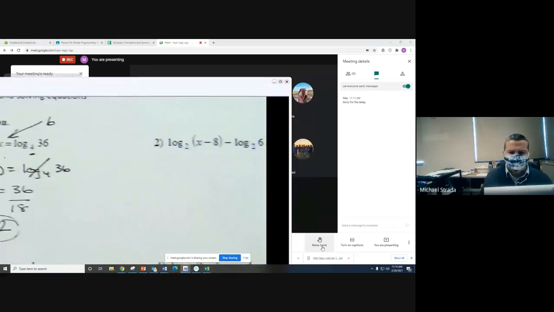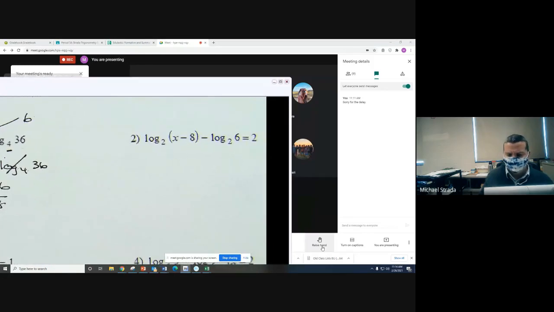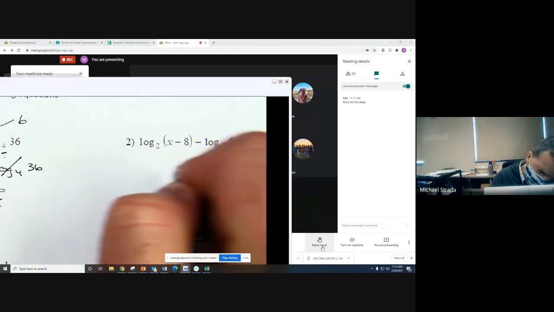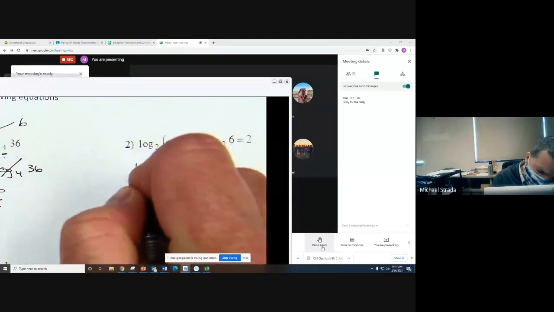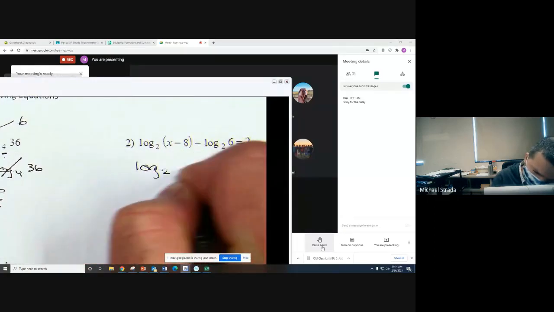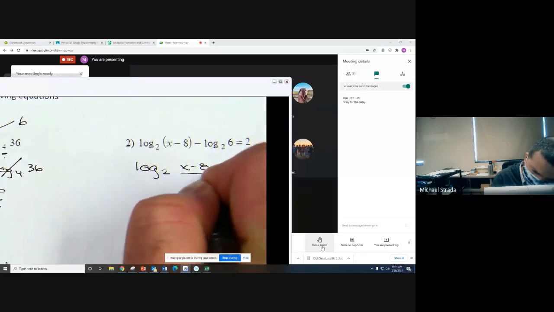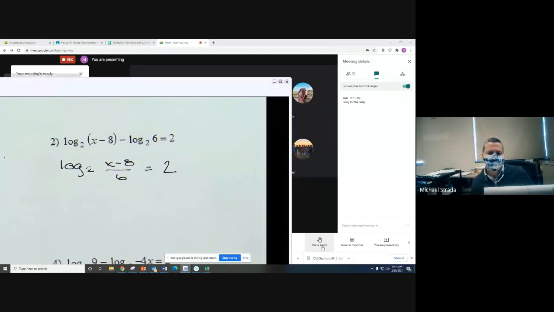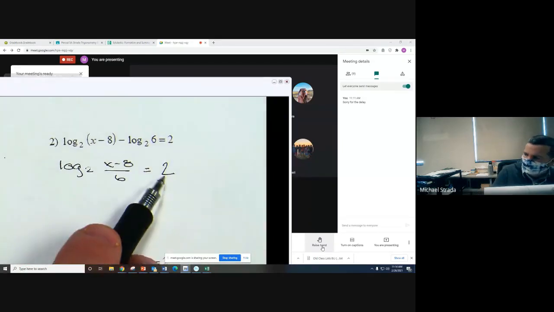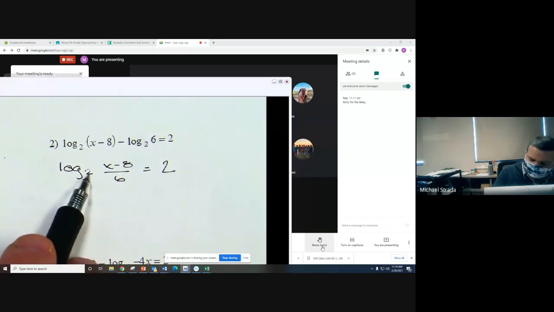With division, you're either going to have a ratio or a rational expression. So the log 2 of x minus 8 minus the log 2 of 6 equals 2. With division, it would become the log 2 of (x minus 8) over 6 equals 2. Now, there is no log over there, so you have to use the inverse operations. And the inverse of the log is the exponential.